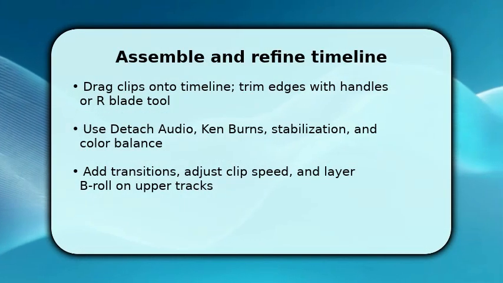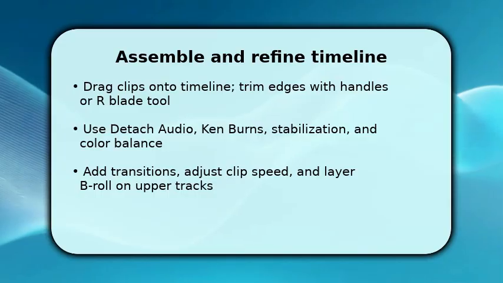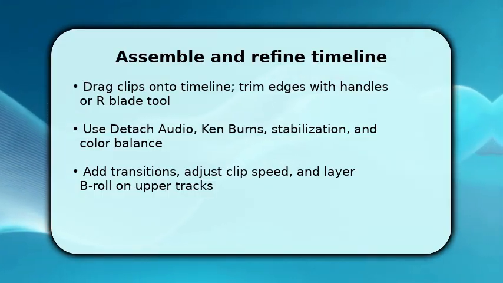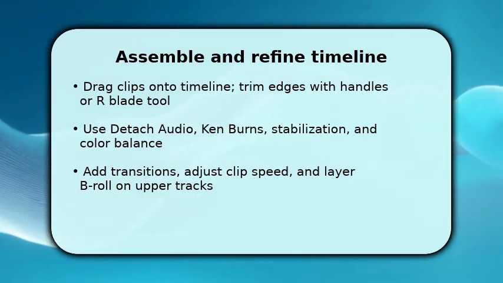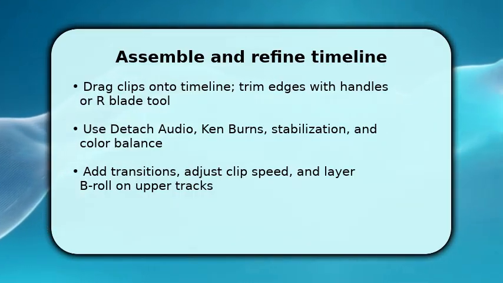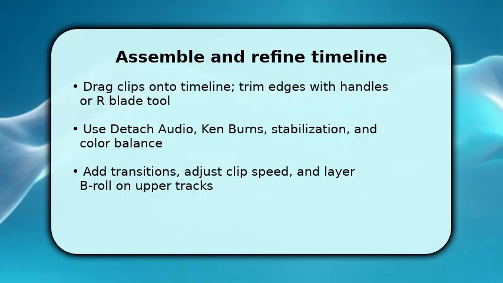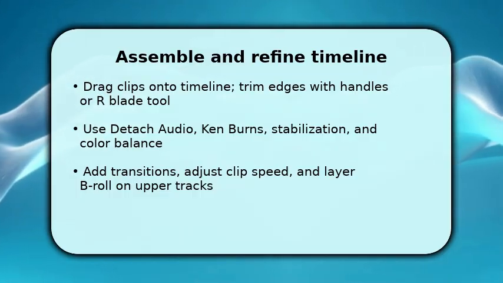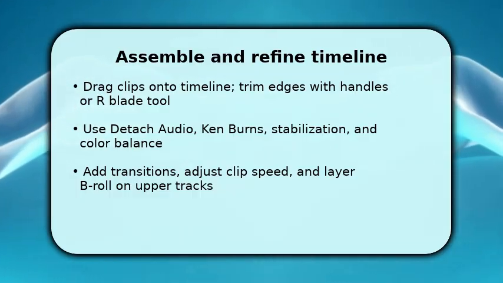Now you assemble the story. Lay primary clips on the timeline and trim with the trim handles or the range tool for precise cut points. Use detach audio when you need separate sound edits and apply stabilization or color balance to fix shaky or off-tone shots. Add B-roll on upper tracks for visual interest, then insert transitions sparingly to maintain rhythm. Once done, adjust clip speed for pacing and smooth audio levels so dialogue remains clear and consistent.